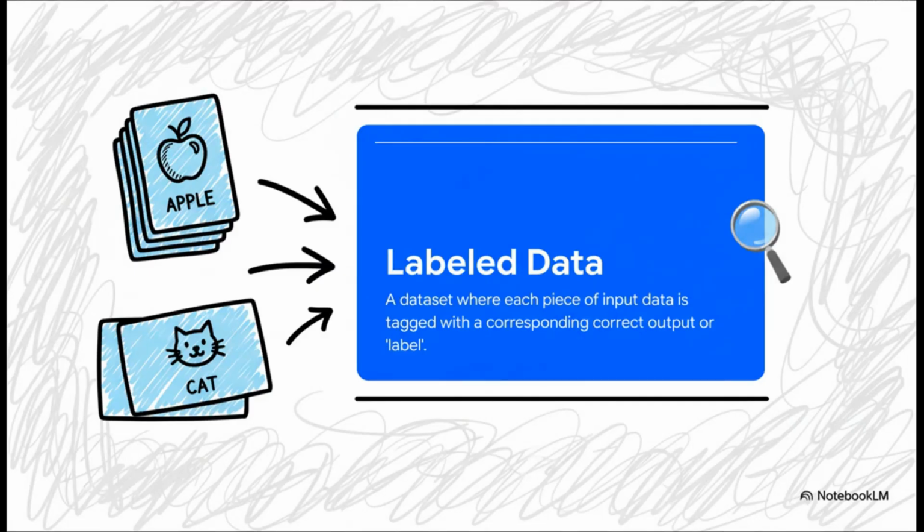And this whole process brings us to a really important concept, labeled data. That's all it is. It's just a data set where every piece of input, like our flower measurements, is tagged with the correct output, or label. And this stuff is the absolute cornerstone of supervised learning. I mean, without these labels, the machine is just, well, it's just staring at a bunch of meaningless numbers.